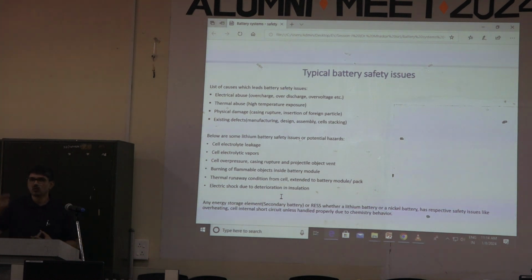So you must have heard of pyrofuse, right? Pyrofuse does the job of protection in case of thermal runaway. So if you want to learn more about thermal runaway, go for UN 38.3. UNECE, UN 38.3, this is a standard. T1 to T7 are the tests.